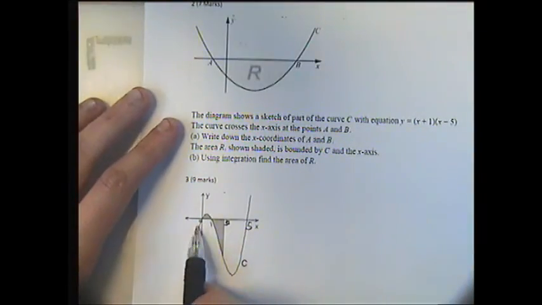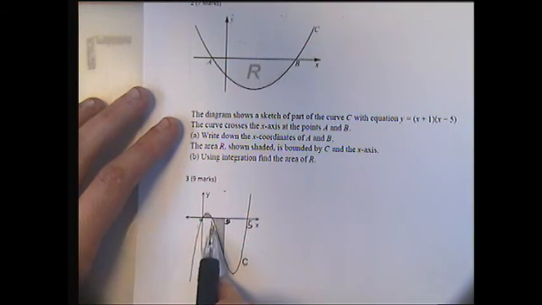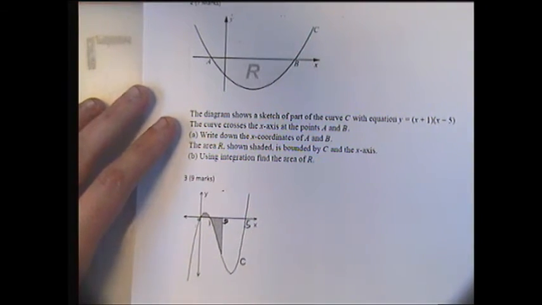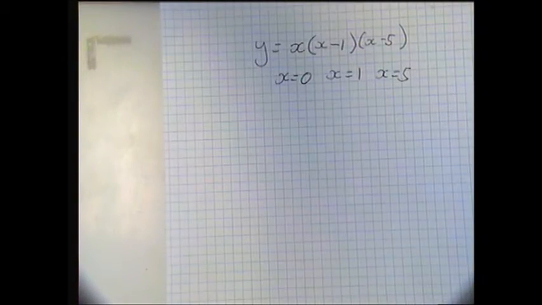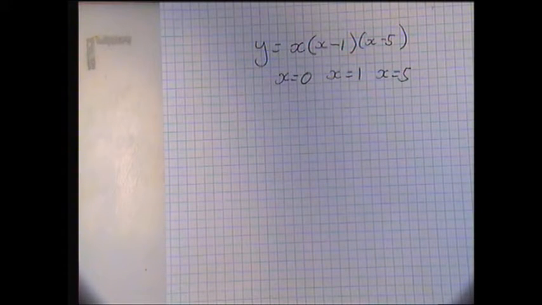So I'd already marked that on there. X equals 0, x equals 1, and x equals 5 is where it crosses. What we want to find is the finite region shown shaded and the area of that. So the total area of the finite region, which is shaded, between x equals 0 and x equals 2.